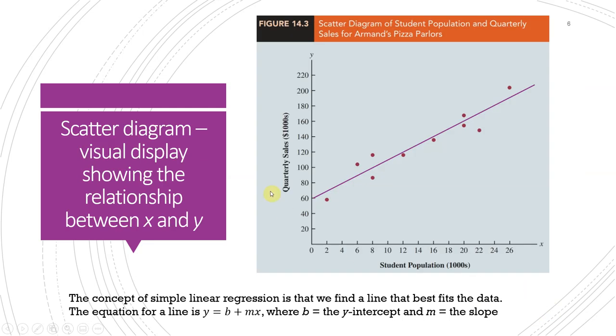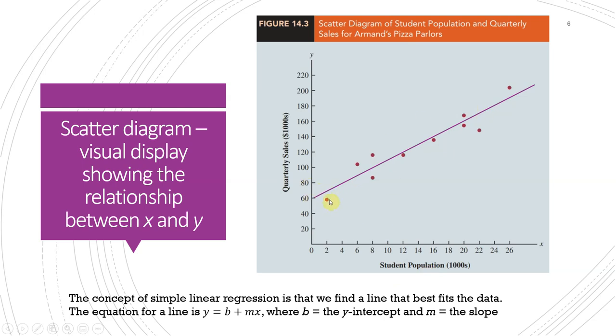So this is what's called a scatter diagram, which is a visual display showing the relationship between X and Y. So X is your independent variable. It goes on the X-axis. So we have the student population. Y goes on the Y-axis. It's the Y variable or the dependent variable, the variable being predicted, right? So we'd assume that student population predicts quarterly sales.